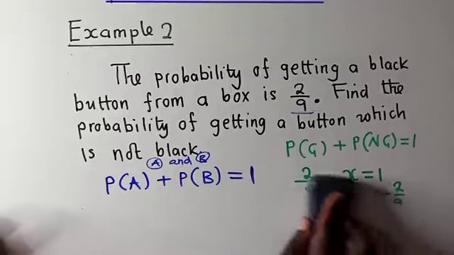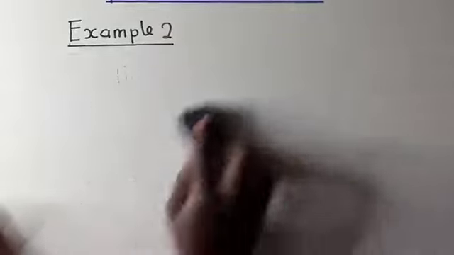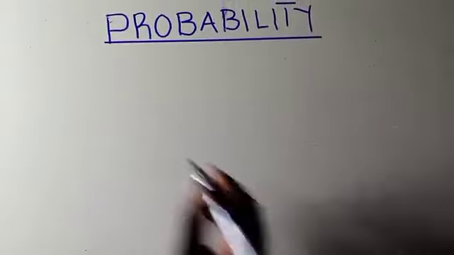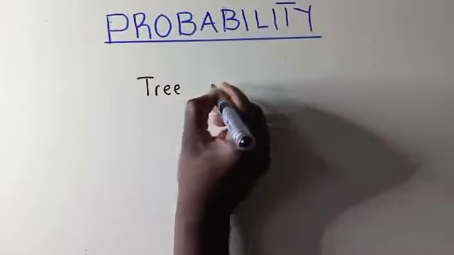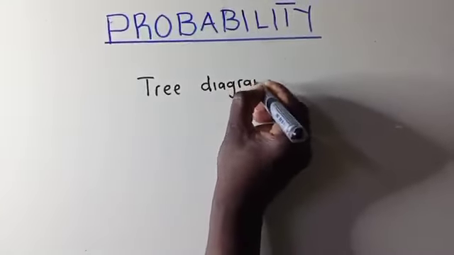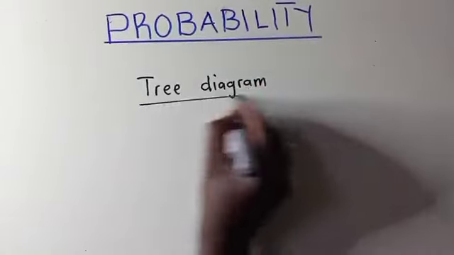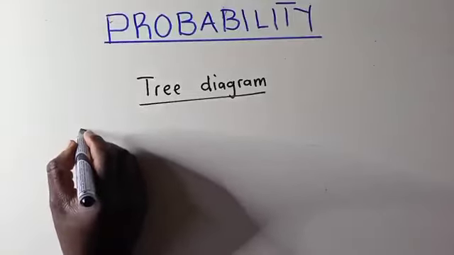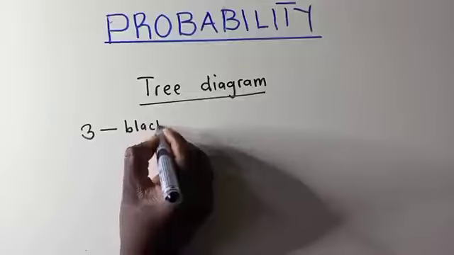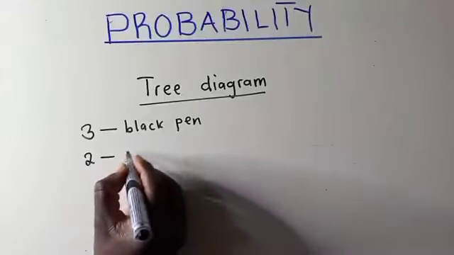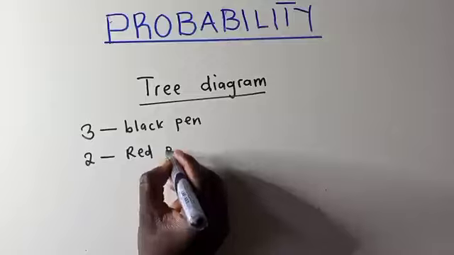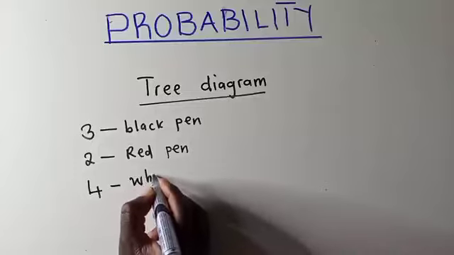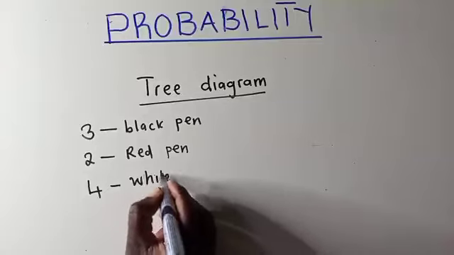So now to understand how a tree diagram is done, these are the basic things that you must know. So let me just say tree diagram. This is very, very important. So let's say you've got 3 black pens and 2 red pens. We also have, let me just say, 4 white pens.